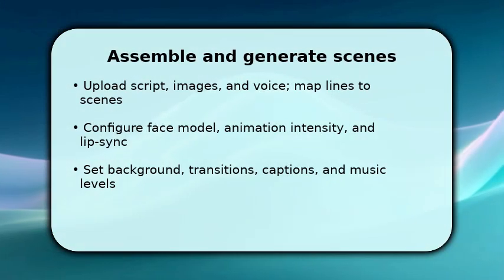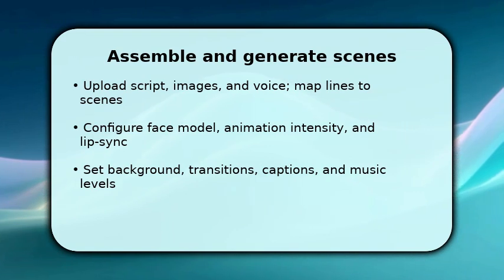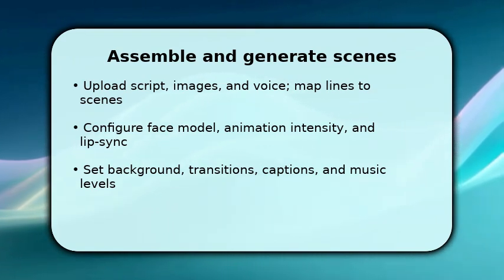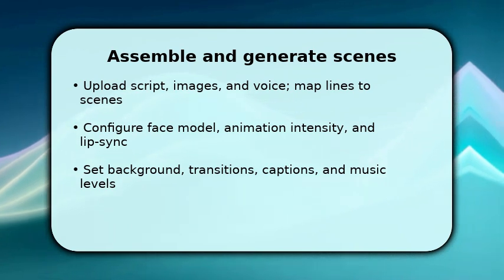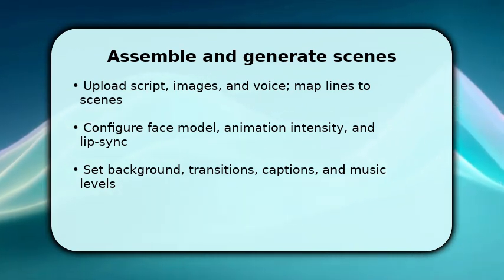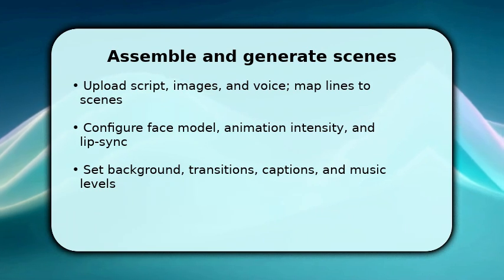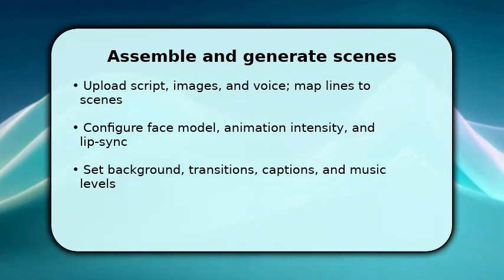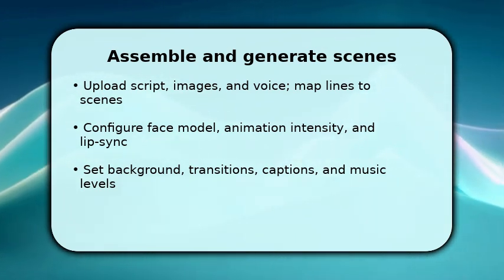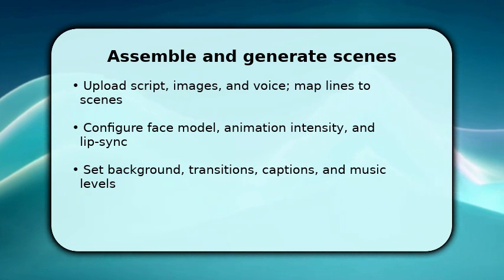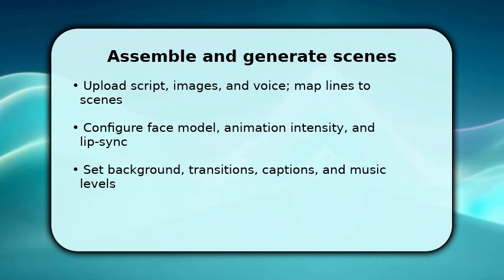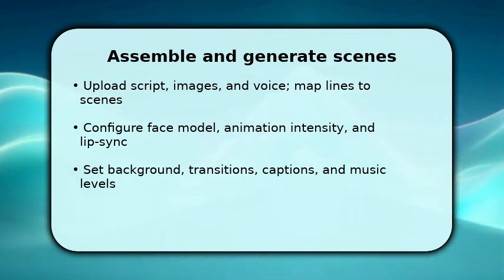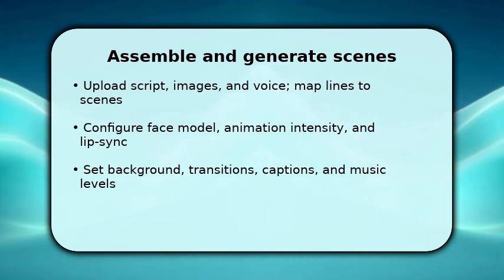Now you assemble scenes, upload your script, images, and voice sample, and assign lines to each image or character. Then configure the face model and animation intensity so motion looks natural. Adjust lip sync and timing to match your voice. Next, set backgrounds, transitions, and caption placement. Choose music and lower it behind speech. As you tweak these parameters, preview short segments to catch timing issues and refine expressions before rendering the whole sequence.